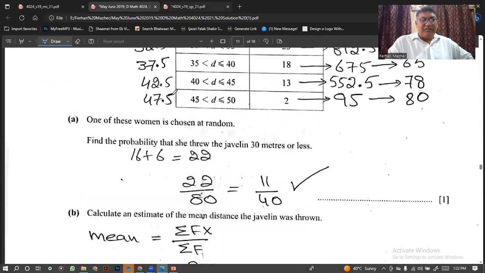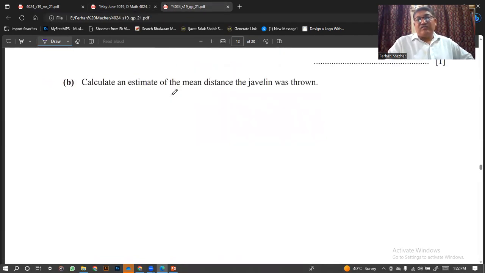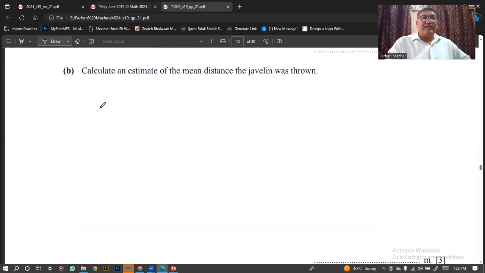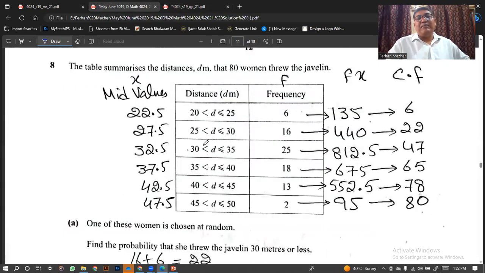Okay, then in the next part, he says, calculate an estimate of the mean distance the javelin was thrown. Okay, so that is a 3 marks question. How will you find the mean? First of all, I will find the mid values of these classes. How do you find the mid value? You add these limits and you divide their sum by 2. So its mid value will be 22.5, then 27.5, 32.5, 37.5, 42.5, and 47.5.